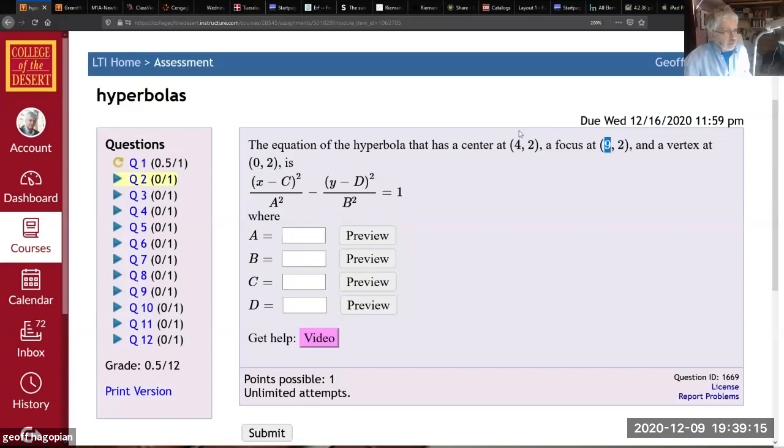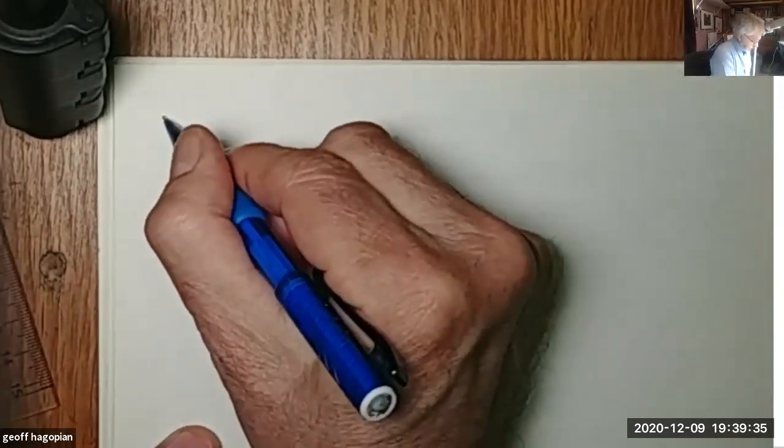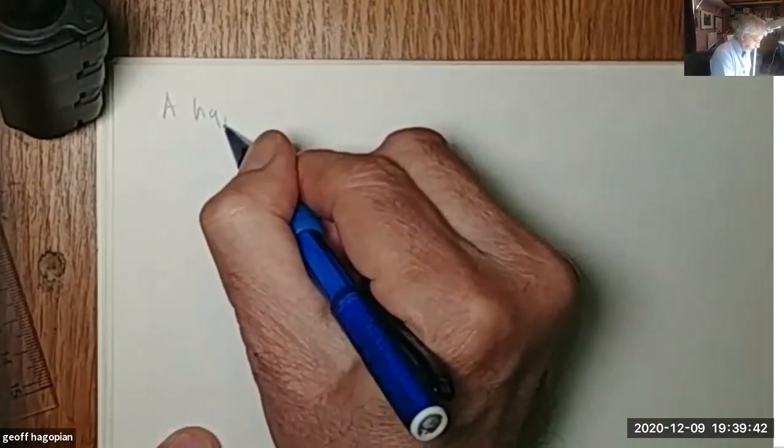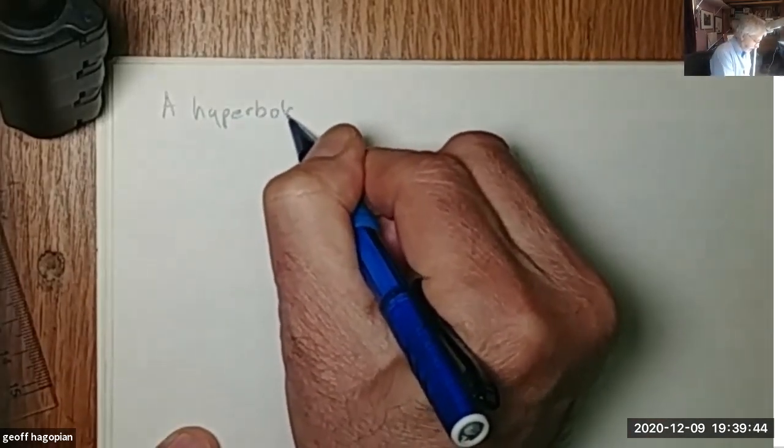And the vertex is at a distance of 4 units from the center. So a vertex is at 0, 2. That's a distance of 4 from 4, 2, right? So let's go to pencil and paper and see if we can nail this one down now. So they give us that, do you say a hyperbola or an hyperbola? Well, we're American, so we say a hyperbola.